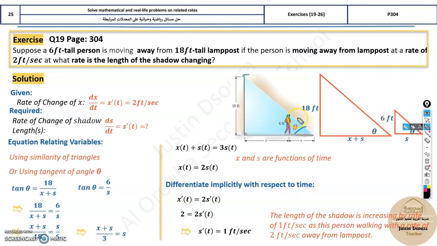Now, since he's going that side away, it'll be positive. So it is increasing by a rate of 1 feet per second. As he is going, the shadow is increasing. So this is how we solve this problem.